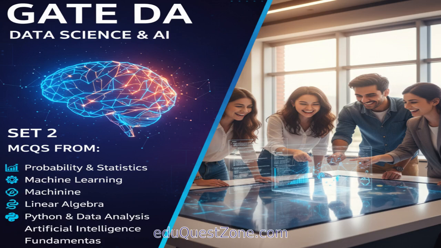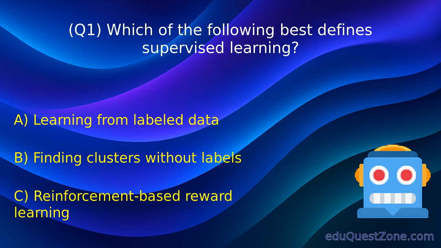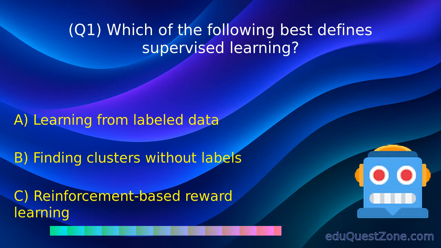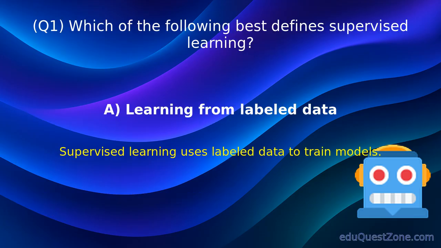Let's begin the quiz. Data Science and Artificial Intelligence paper. Question 1. Which of the following best defines supervised learning? Option A. Learning from labeled data. Supervised learning means training using labeled data.